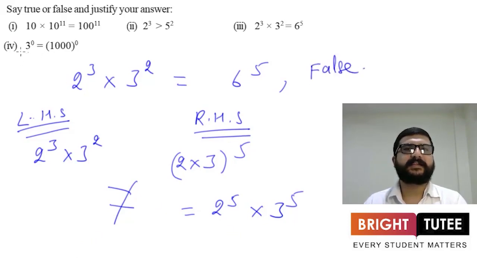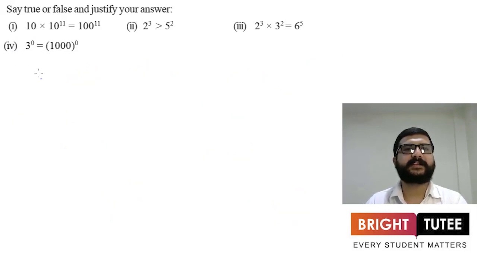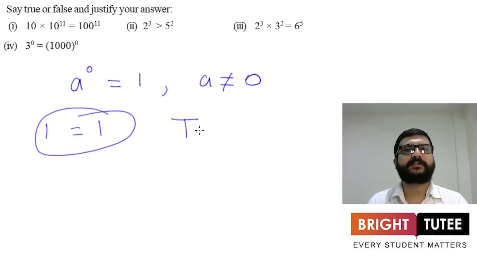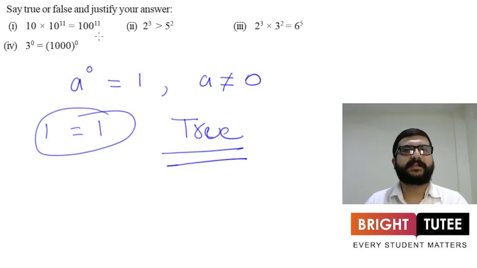Now let's see the fourth statement here. The last one, it is 3 to the power 0 is equal to 1000 to the power 0. And we know any number to the power 0 is equal to 1 if the number is non-zero. So here 3 and 1000, they both are non-zero numbers. So it means when they are raised to the power 0, they will give 1. So 3 to the power 0 is 1 and RHS will be 1000 to the power 0, which is again 1. And we know 1 is equal to 1. Therefore, this is true. So we have done all the parts of this question. Now let's move to the next question.